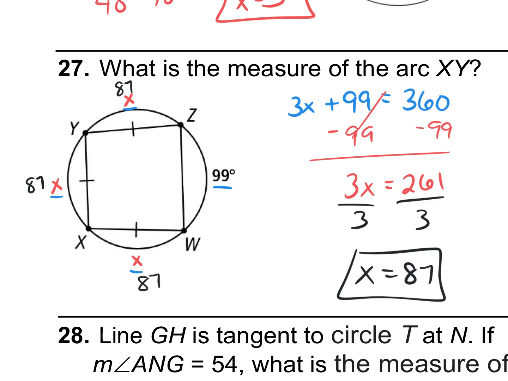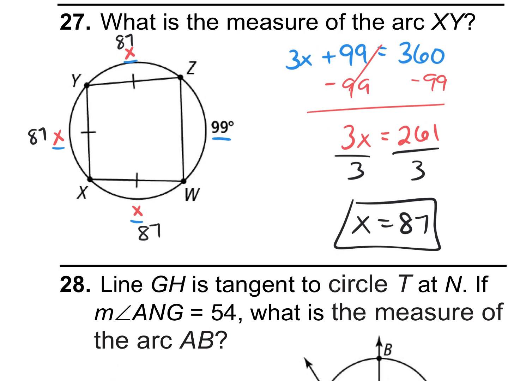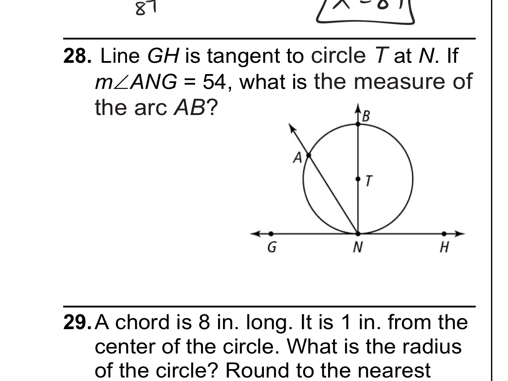Awesome. Number 28. It says line GH is tangent to the circle. Why is that information that we need to know? That means it's a right angle. It gives you a 90-degree angle. So I'm going to mark this as 90. Understand that this side is also 90. Okay. It also says angle ANG is 54.